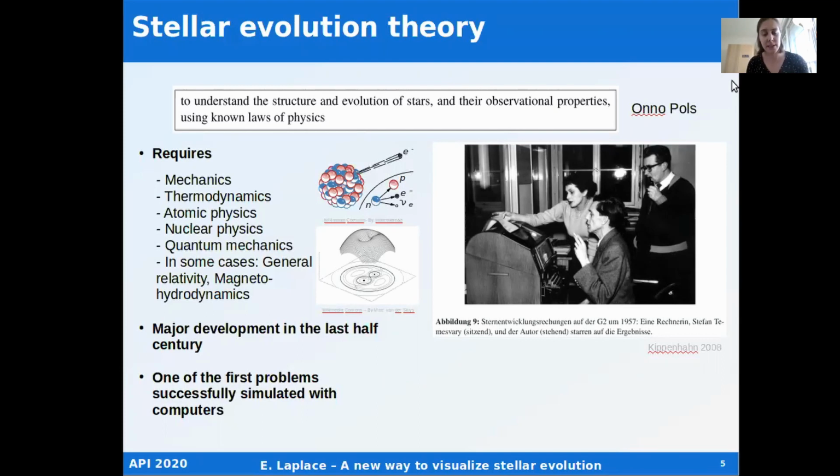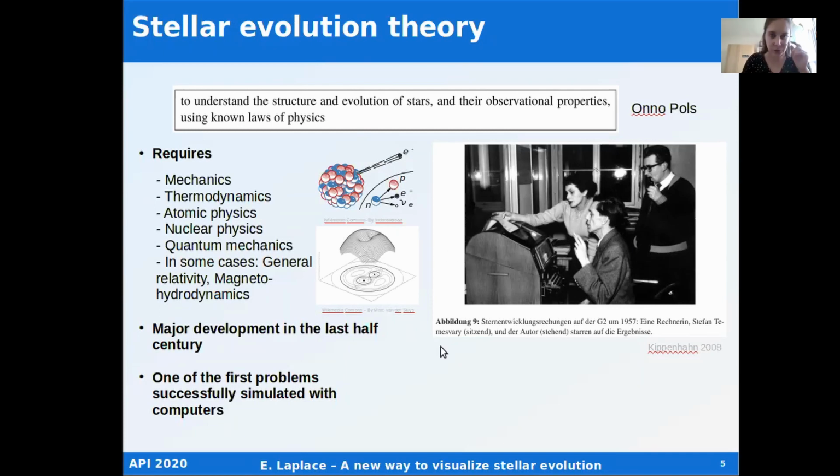And it is also one of the first problems that was successfully simulated with computers. So the picture that you see here is Rudolf Kippenhahn, this person here, and some of his collaborators working on one of the first computers that were solving the evolution of stars.